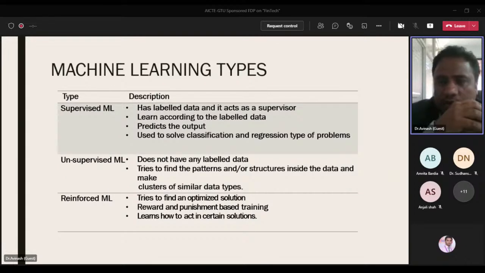Please let me know your name. What is your name? Sir, Amrita Bhatia. Are you from the management side or the technical side? Management. Okay.